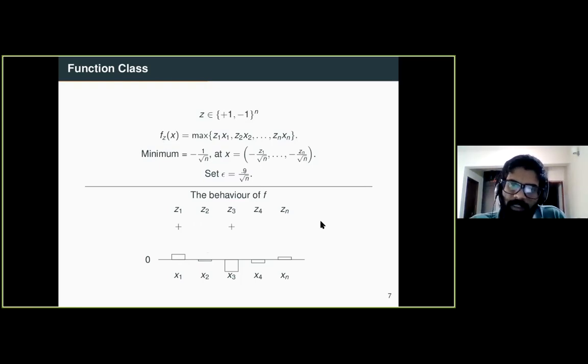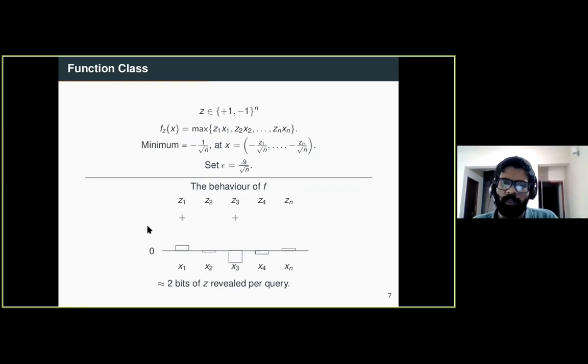And if we take z to be uniformly at random, maybe we can get lucky and find a few bits of z, but on expectation, we're only going to reveal around 2 bits of z before we get an index where zi xi is positive. So we're revealing very little of z in each query.